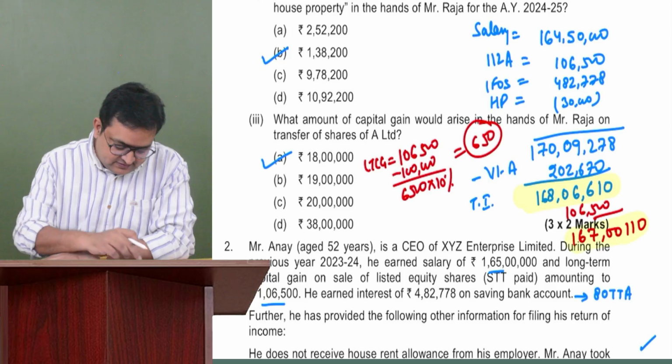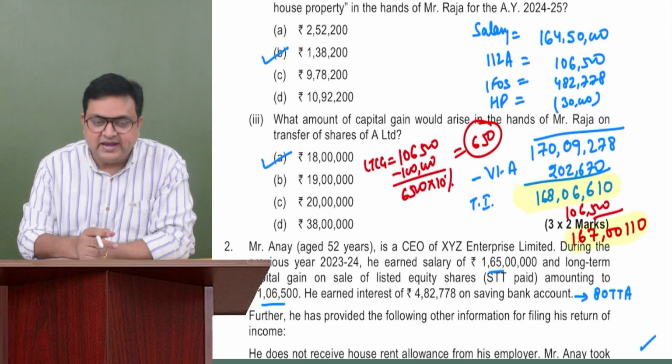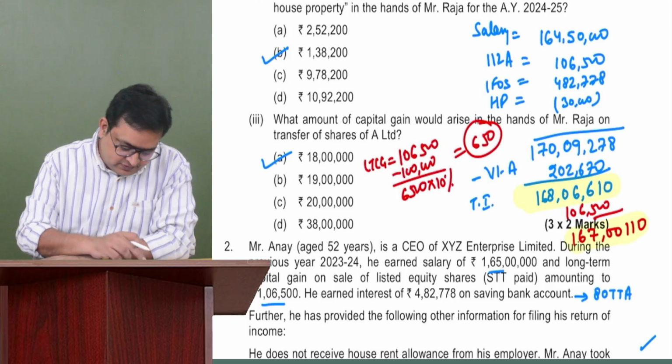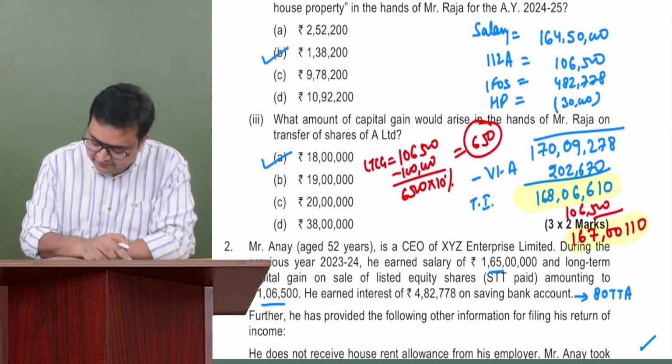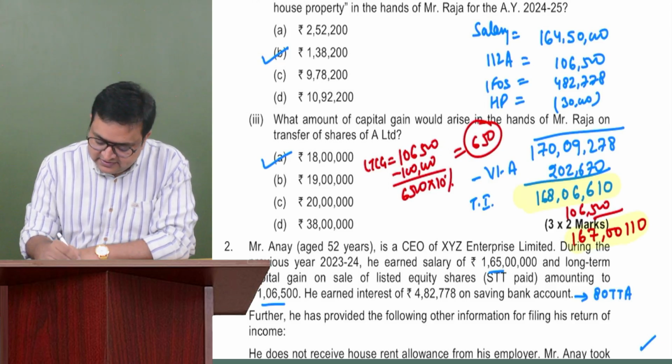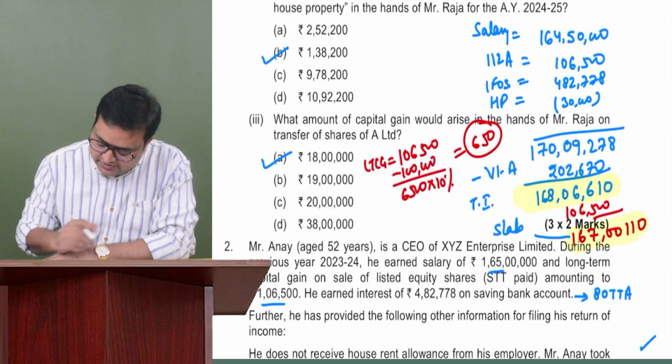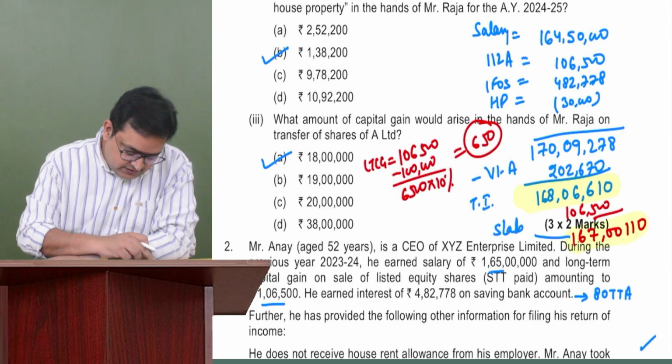Now we'll apply the slab rates. We understand the slab rate is 1,12,500 on the first 10 lakh and the remaining at 30%. I'm just doing it on the calculator itself. Yes, I'm calculating the slab rates on this amount, minus 10 lakh into 0.3.